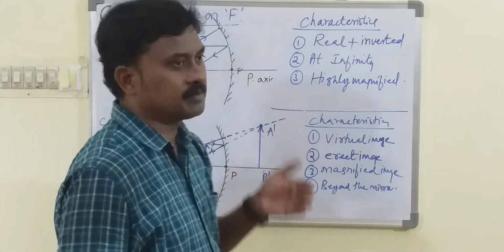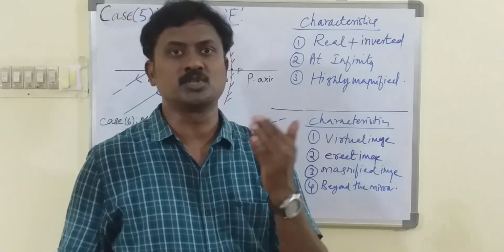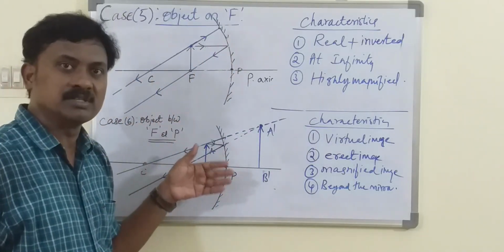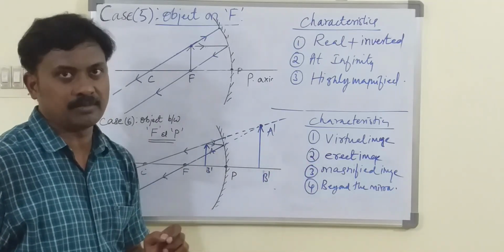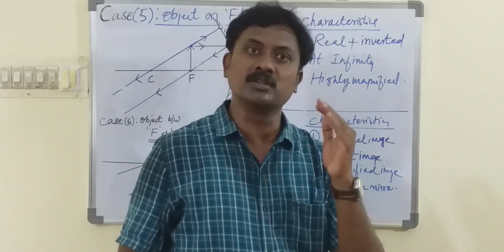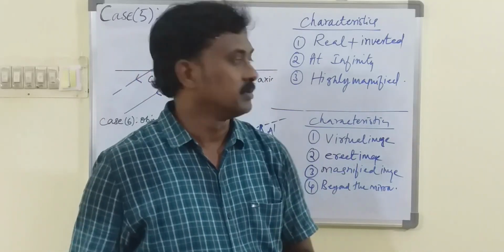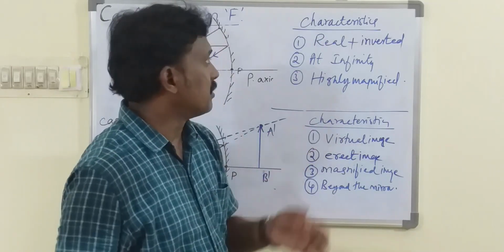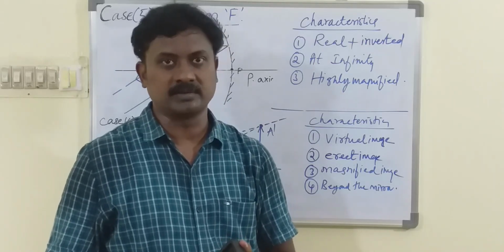So in case of the concave mirror, we are going to get real images as well as virtual images. It depends on the position of the object. The last case you have to remember, this is a special case. That is when the object is between F and P, we are going to get a virtual image. And another special case is when the object is on C. When the object is on C, the size of the object and the size of the image are the same. I hope you have understood the characteristic features of the images when the objects are kept at different positions in case of concave mirrors.